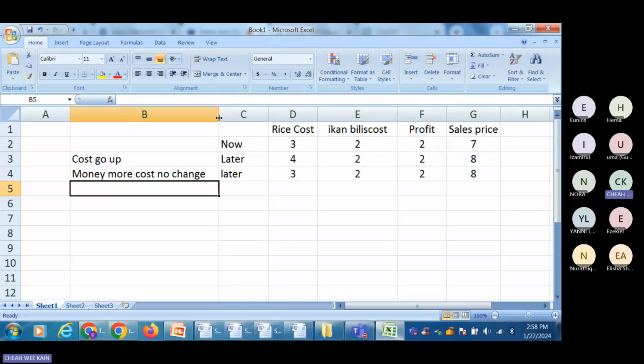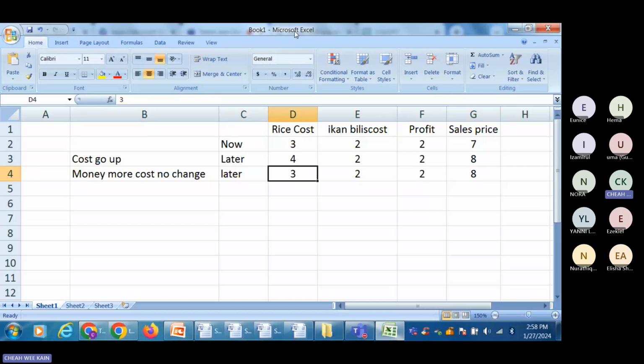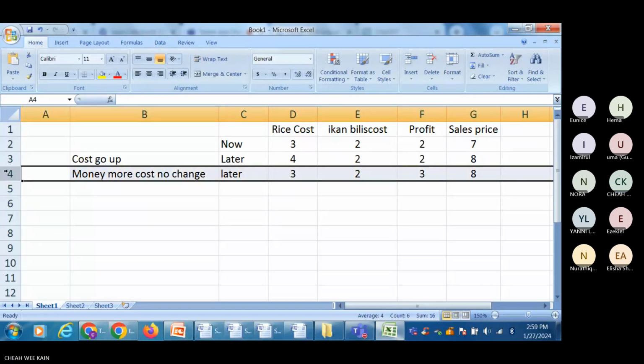So when the cost goes up, you have more money. Everybody got more money. Cost never go up. Now you got more money. Everybody got more money. The cost never goes up.